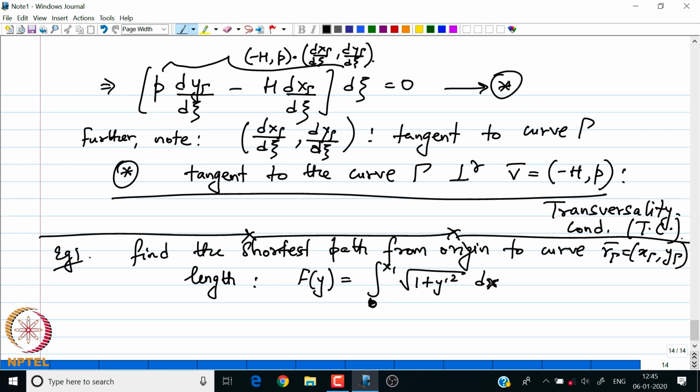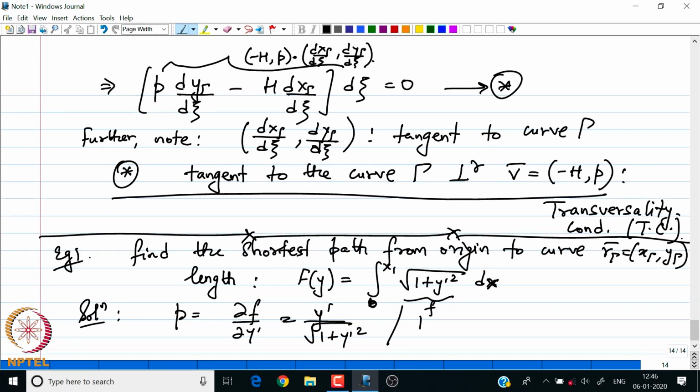Okay. So, what have we got here? We see that of course, the solution to this integral is a straight line. Let me calculate the various quantities. So, the momentum function will be partial f partial y prime, where my f is this integrand. I see that this is y prime divided by square root 1 plus y prime square, and my Hamiltonian is y prime partial f partial y prime minus f. After evaluating, this comes out to be minus 1 by square root of 1 plus y prime square, right.